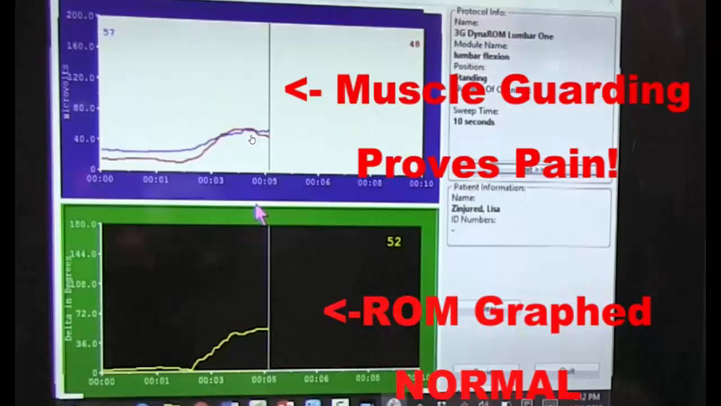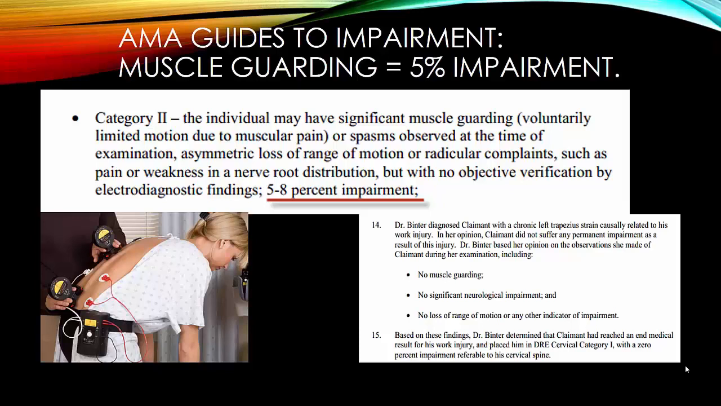So how is documenting muscle guarding going to help you? Well, it's going to help because it's going to increase impairment ratings by 5 to 8%. It's also going to take opinion out of the equation. The other side will have an MD giving their opinion that there's no muscle guarding. Here, Dr. Benter in her decision based her opinion on there being no muscle guarding. But you're going to have objective data.